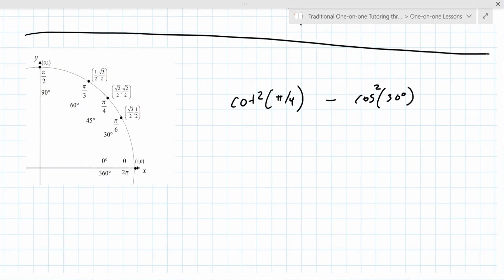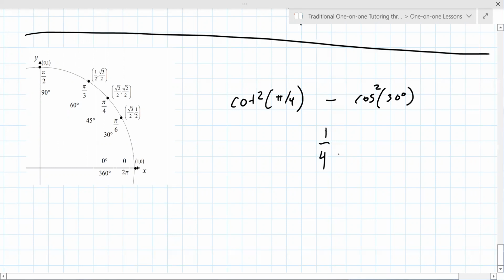Is it 1/4? Yes, that is correct. Perfect. Very good.